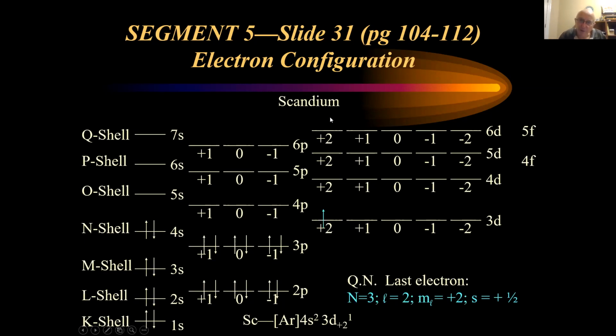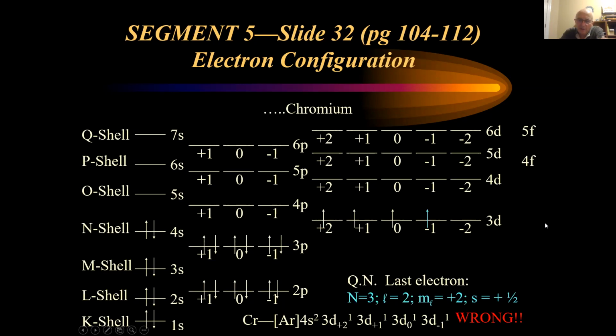Now, let's do our quantum numbers again for scandium. N is 3. L is 2 now. Remember the little table, 0, 1, 2, for SPD. L is 2 for d orbitals. And M sub L is going to be +2 for this one. And we put the electron in the positive number before we put it in any of the others. So its quantum numbers are going to be 3, 2, +2, +1/2.